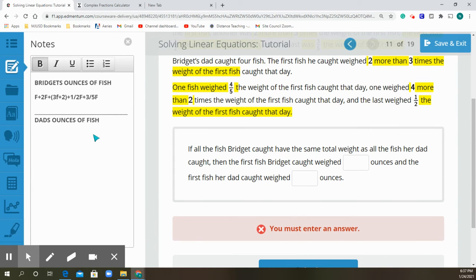Okay, next we need to make the expression for the weight of fish in ounces that Bridget's dad caught. So dad's ounces of fish, and I went through and highlighted as best I could the parts of the word problem that we're pulling out to go into the expression. So the first one is 2 more than 3 times the weight of the first fish. So we say that it is 3F plus 2.